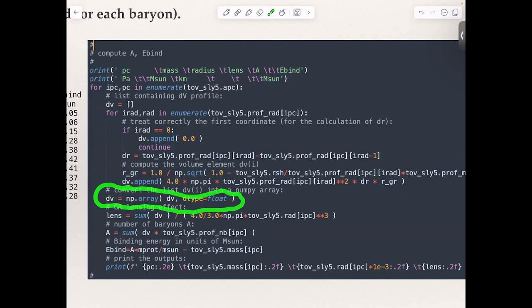And once I've done that, now I know the number of points in my list, and I convert it into an NumPy array in order to transform them from string to a float. And if I want to compute the number of particles, I just have to sum over my elements. So I write sum over my DV, and I have to sum the product of the number density profile times DV. If I do the sum, which is a way to integrate, then I have my number of baryons.